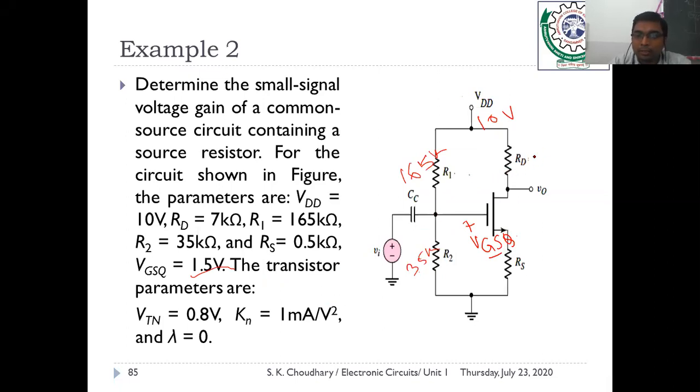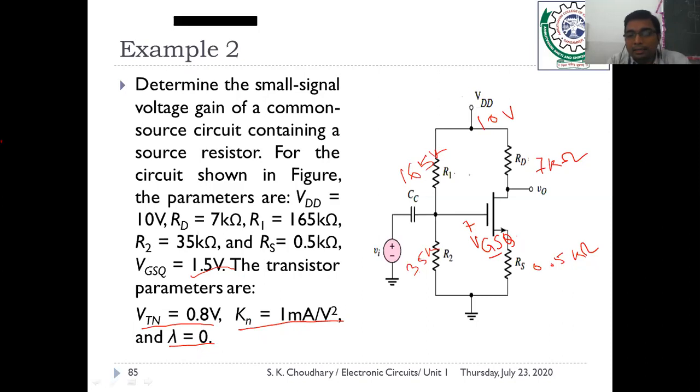First of all, you have to calculate the DC parameters, and then at the end you have to calculate the AC parameters, and find the gain. Just solve this. The other transistor parameters are also mentioned here: threshold voltage 0.8 volt, conductance parameter Kn equal to 1 milliampere per volt square, and the channel length modulation factor lambda is given as 0. Now the problem is very simple, like the problem we solved in the last lecture. Similarly you have to solve it, and one good thing is that we already have the VGSQ.